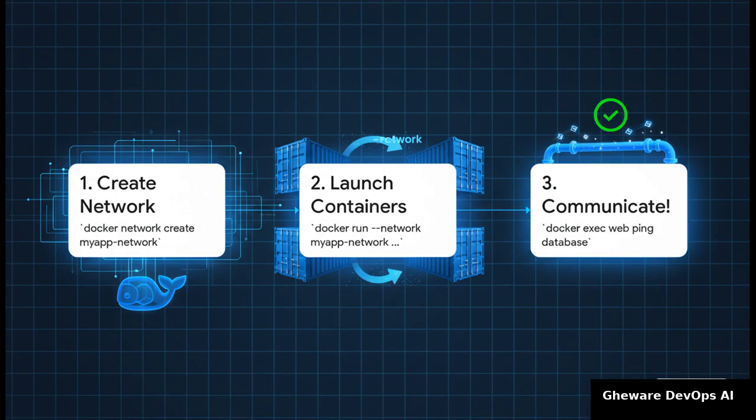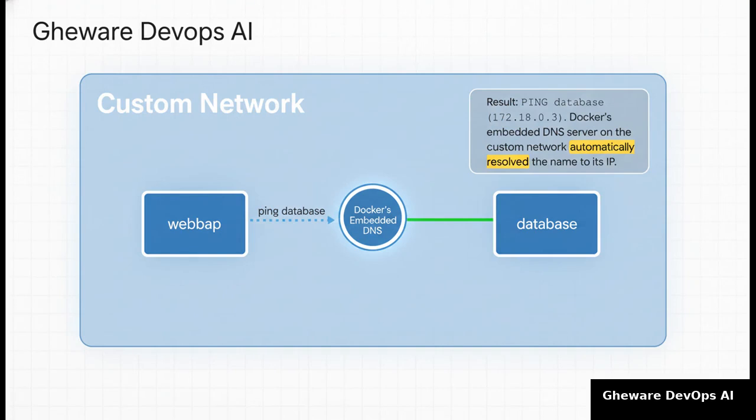1, you create your own network with docker network create. 2, when you launch your containers, you just tell them which network to join using the --network flag. And 3, that's it. You just communicate. It is honestly that simple. So when we run that same ping command, ping database, it works.